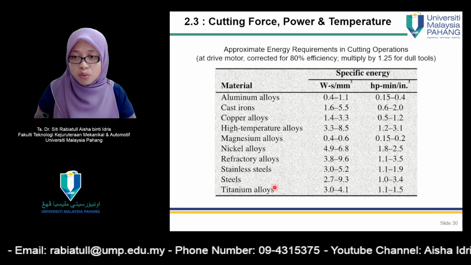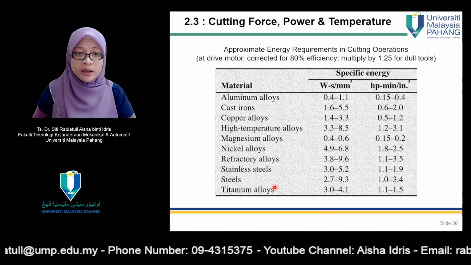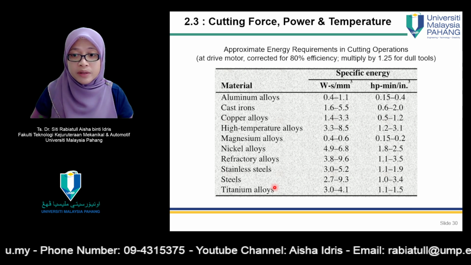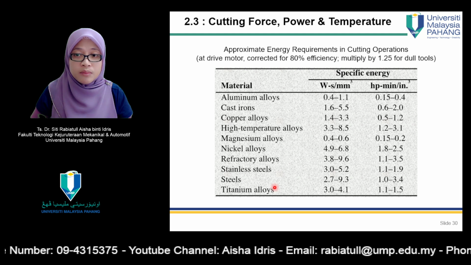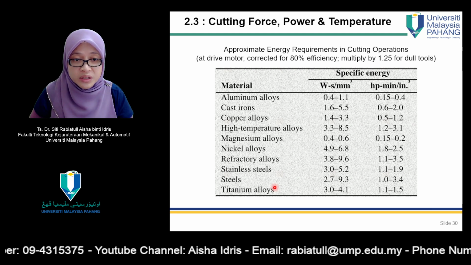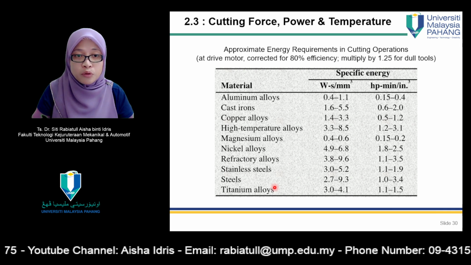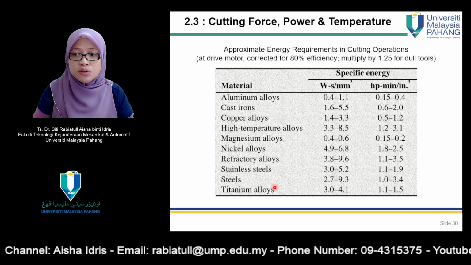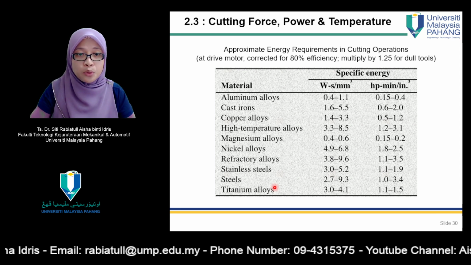Other than that, the power or specific energy required to cut the materials is actually different when different types of materials are used. So every single time you want to cut or machine the materials, you have to refer to the specification for each type of material, and you need to set the machine according to its specific energy or power.